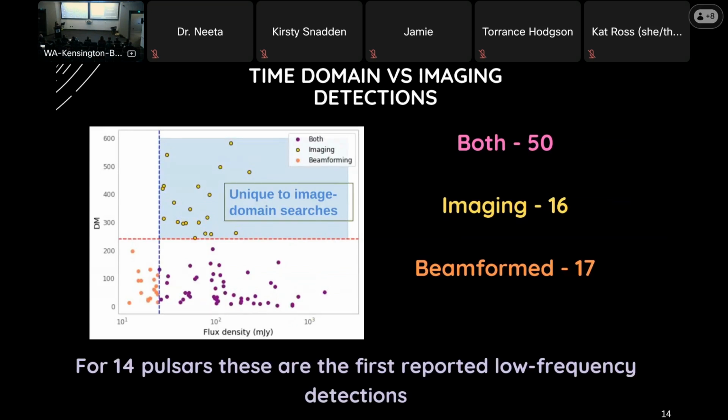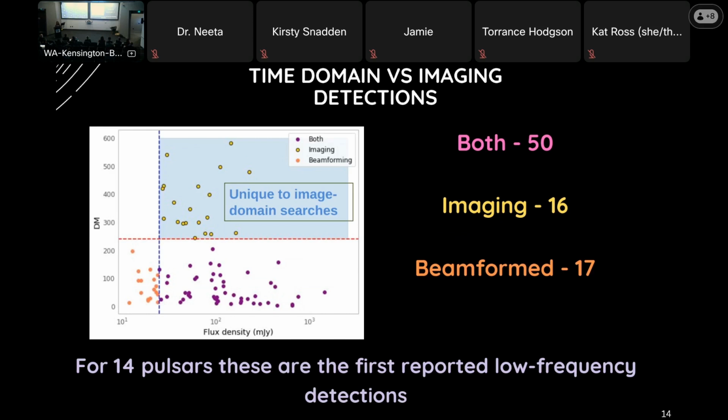Just to point it out, a lot of the image domain search detected pulsars are mainly the ones that have really high DM. So when you go down to lower frequencies, such as that of MWA, due to the DM and scattering and propagation effects, a lot of these pulsars are very hard to detect at any frequencies less than 300 megahertz. And that is where the image domain searches come into play.